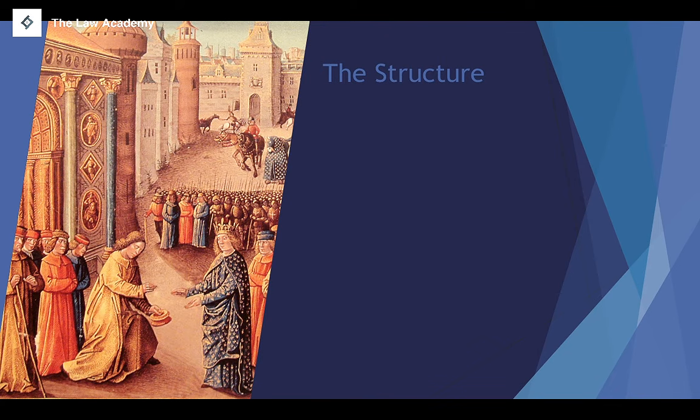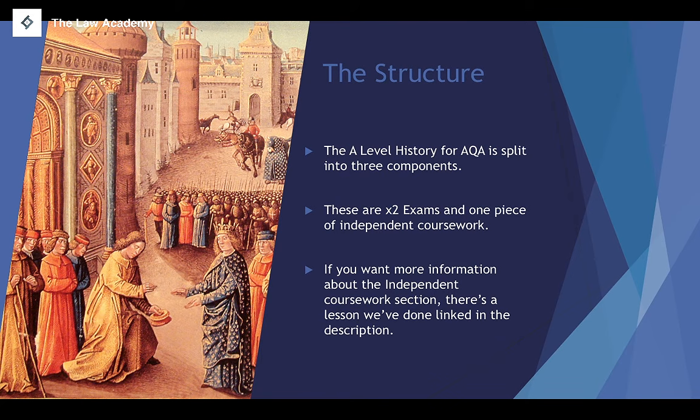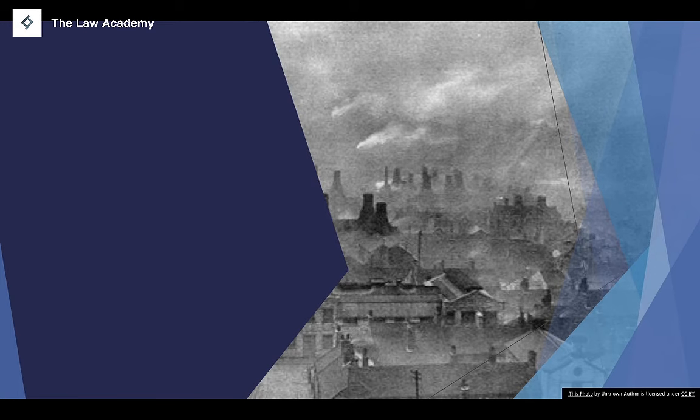So first, the structure of the course. The A-level history is split into three main components. You have two exams and you'll have one piece of independent coursework. If you want more information about the independent coursework, like I've said, there will be a lesson linked in the description below and also on screen for you to go over to there to find information about them. So the A-level history requires that there be both a sufficient amount of depth in your study as well as a sufficient amount of breadth in your study, and you will see this theme run through the rest of the specification as we go through it.